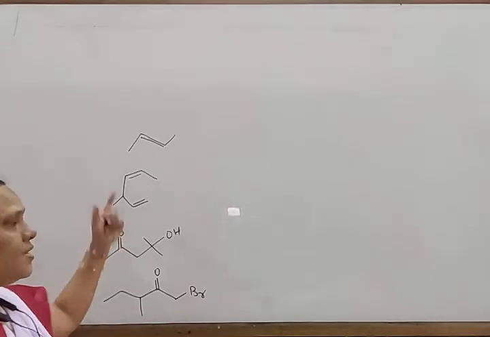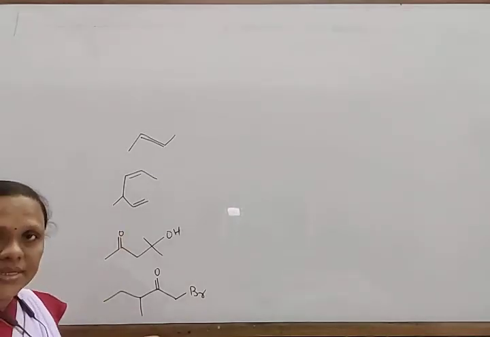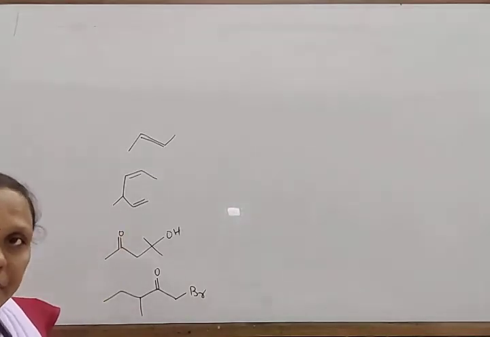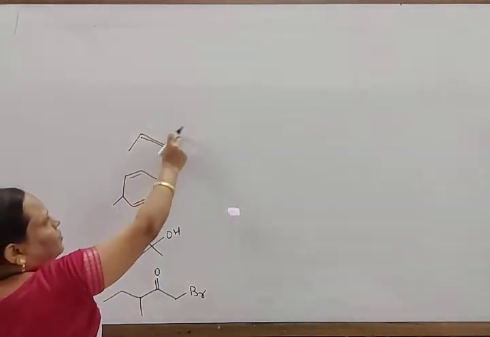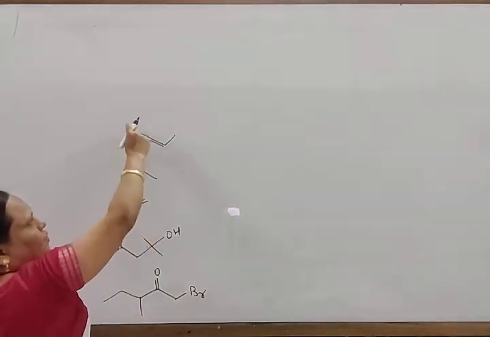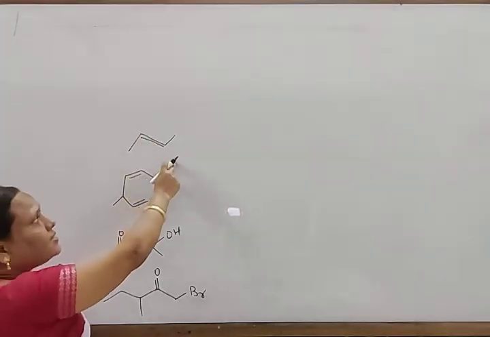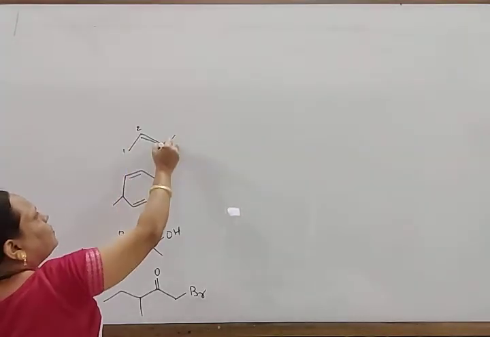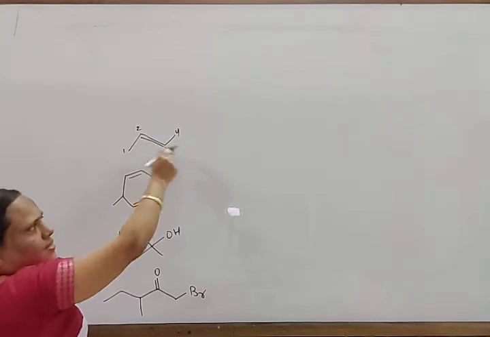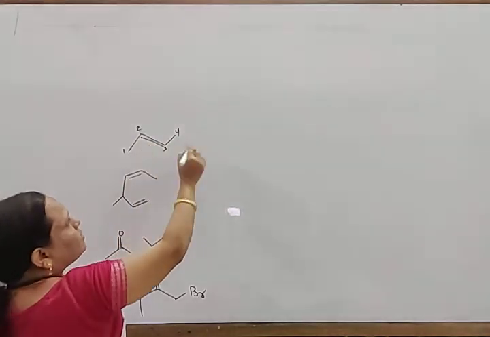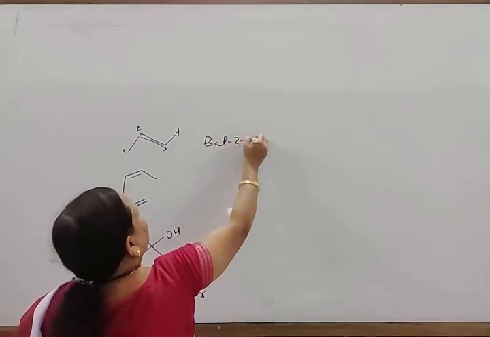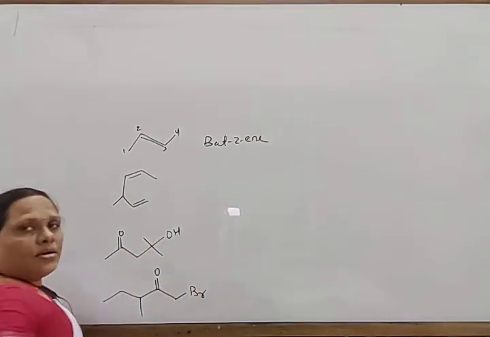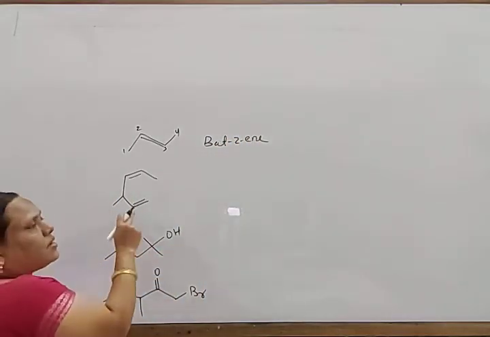Look here, there are some bond line notations. Write the IUPAC name of this compound. There are 4 carbon atoms, and at the 2 position a double bond is there. Counting 1, 2, 3, 4, it is the same from both sides. So the name of this compound is but-2-ene.